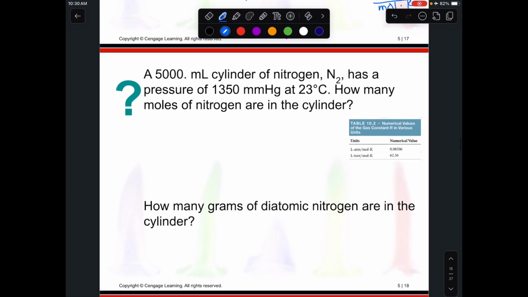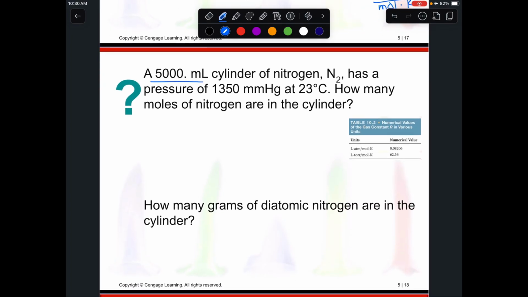Let's go ahead and practice a problem here. So we have a 500 milliliter, which immediately is a volume, cylinder of nitrogen, and it has a pressure of 1350 millimeters of mercury at 23 degrees Celsius. We know we need to be putting that in Kelvin. How many moles of nitrogen are in the cylinder?